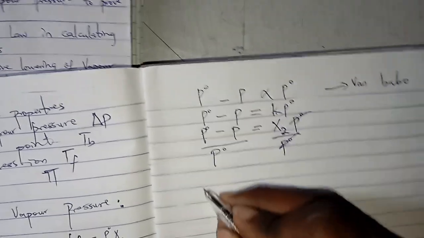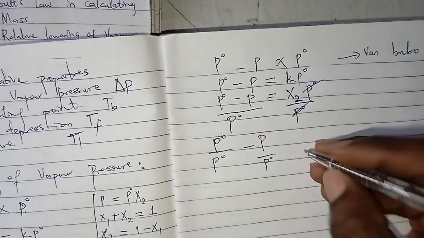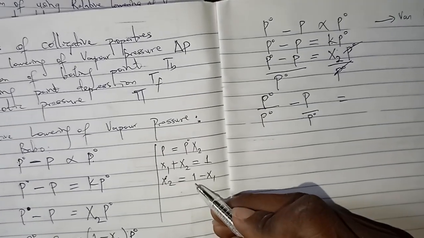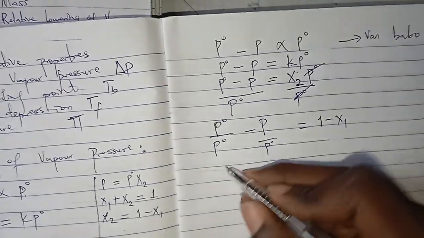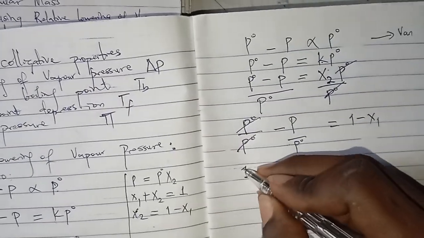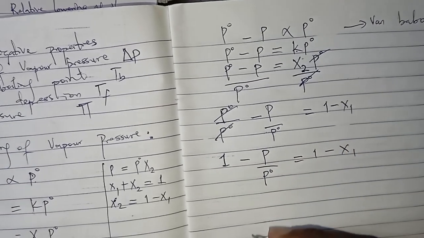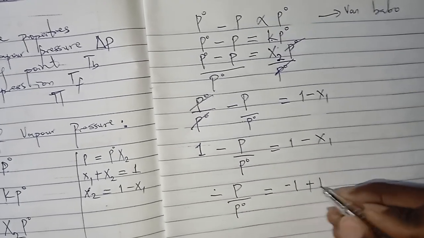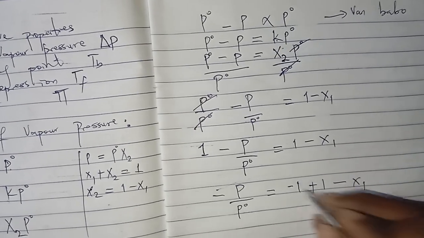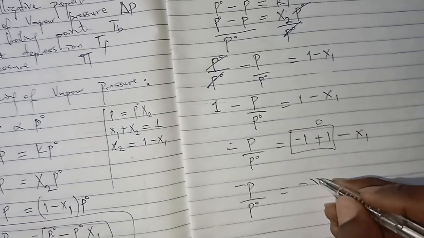So making this the subject of the formula, we now have P naught over P naught minus P over P naught. The LCM is still P naught, equals to x2, which he gave to be 1 minus x1. So equals 1 minus x1. So this will cancel this to get us 1 minus P over P naught equals 1 minus x1. Now notice that at this point we can collect like terms. We can say minus P over P naught is equal to minus 1 plus 1 minus x1, that is this crossing over. This becomes 0. So we now have minus P over P naught is equal to minus x1.